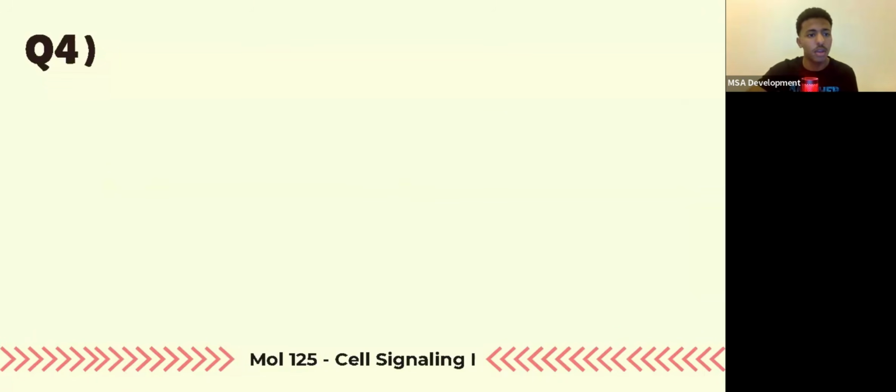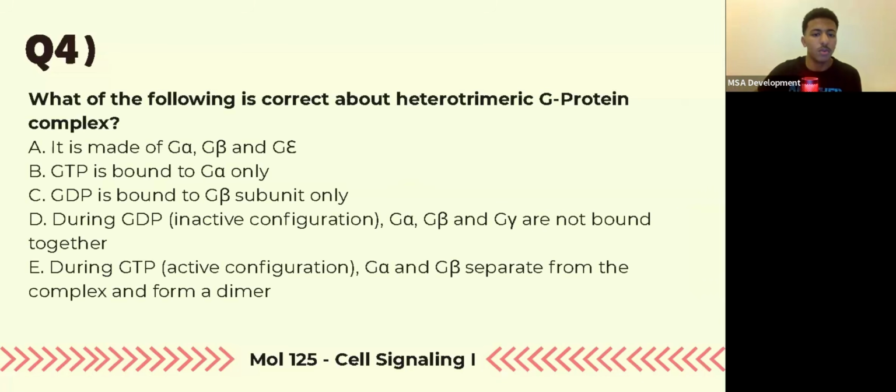Let's go to question 4. And we have 8 questions for cell signaling 1, 4 questions for 2, and 8 questions for 3. Okay. Which of the following is correct about the heterotrimeric G protein complex?